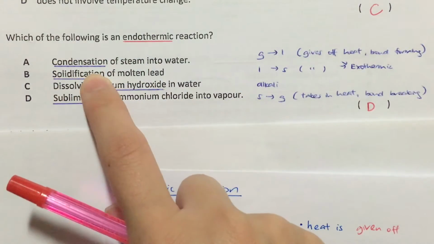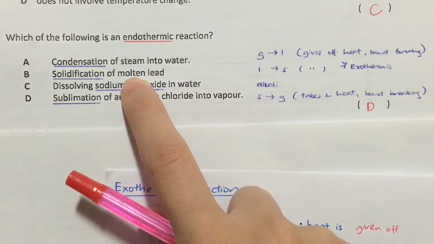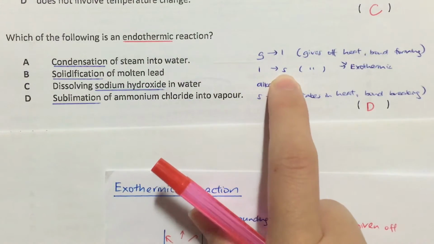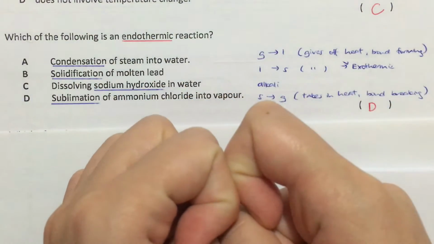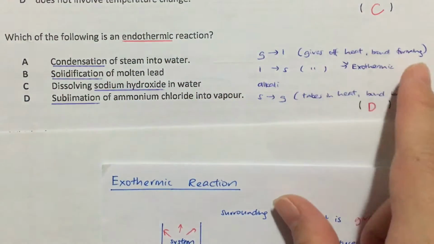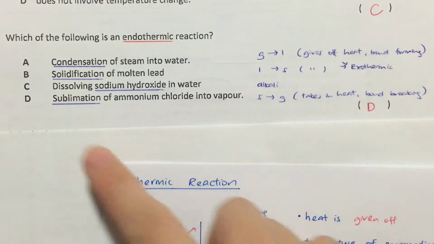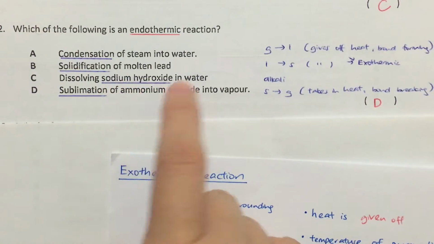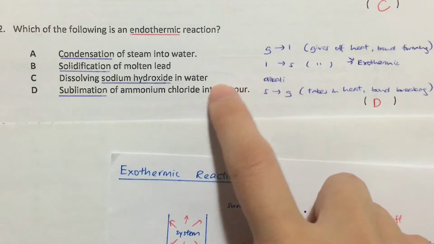Same for solidification. Solidification is from your molten, and molten means liquid, so from your liquid to solid. Again, same thing. They're trying to make the particles go closer together. Because of going closer together, it's a bit similar to bond forming, which means it's exothermic. Then for option C, dissolving sodium hydroxide. Sodium hydroxide is an alkali, not an acid.